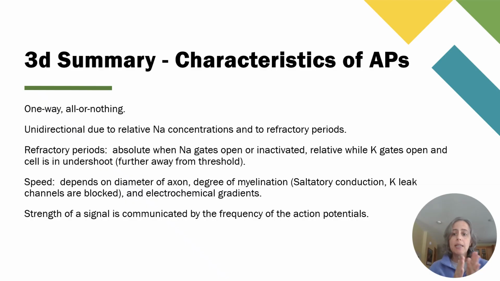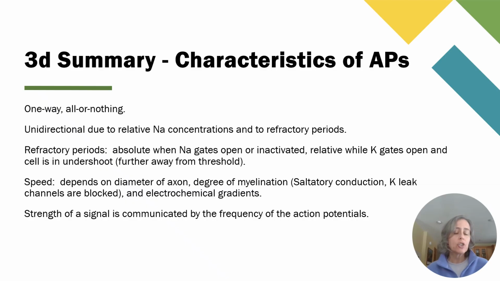In terms of speed of propagation of an action potential down the axon, it's going to be faster if we have a wider diameter axon versus a skinnier one. You remember the straw example. It's also going to be faster if we have myelin and if we have lots of myelin. So we can do that saltatory conduction where we skip from node of Ranvier to node of Ranvier, and we're blocking those potassium leak channels that are going to kind of antagonize or fight against us.